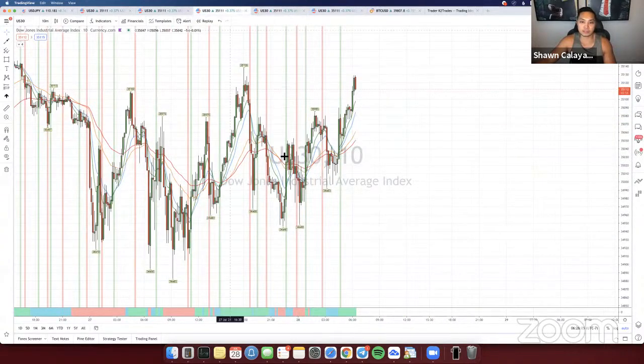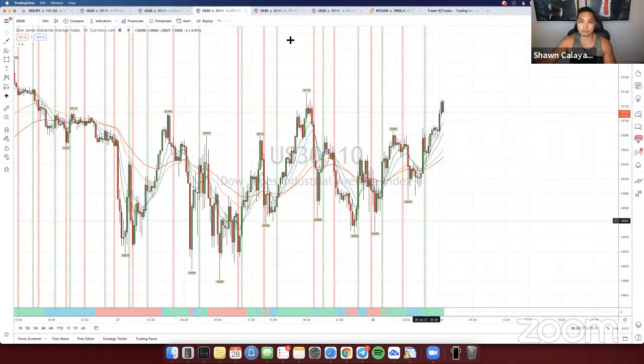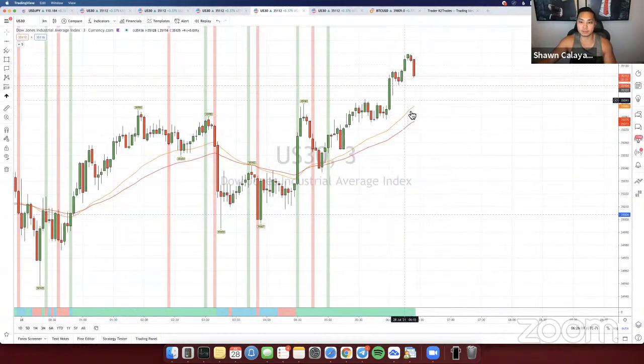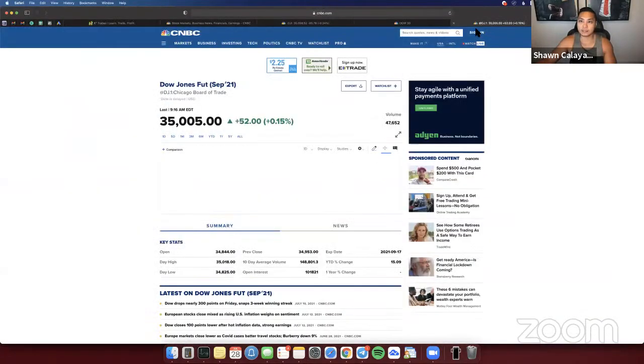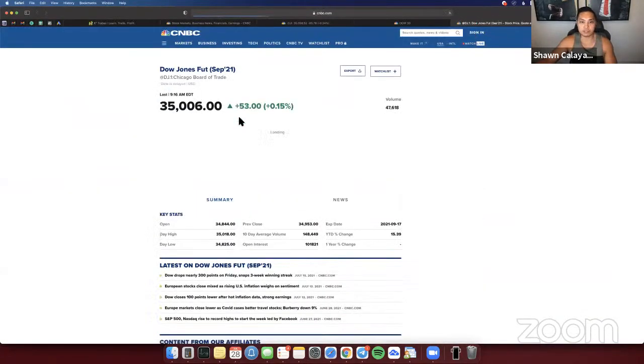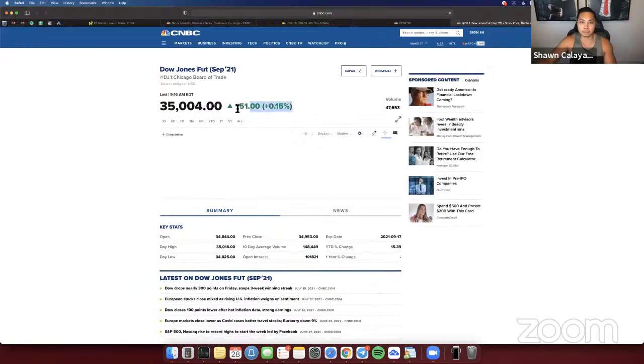The bias is the same on the 10-minute because price is above the pivots and the trend meter is green. Same on the 3-minute, and lastly on the 1 minute, price is above the pivots and the trend meter is green. So we have a technical confirmation of a bullish bias. On the fundamental side, we have a bullish bias as well, because the index is green right now.